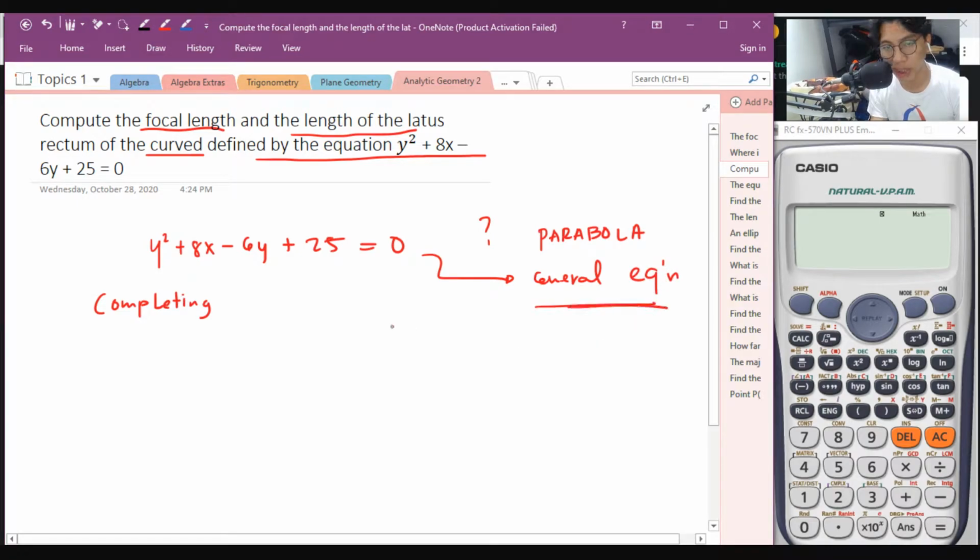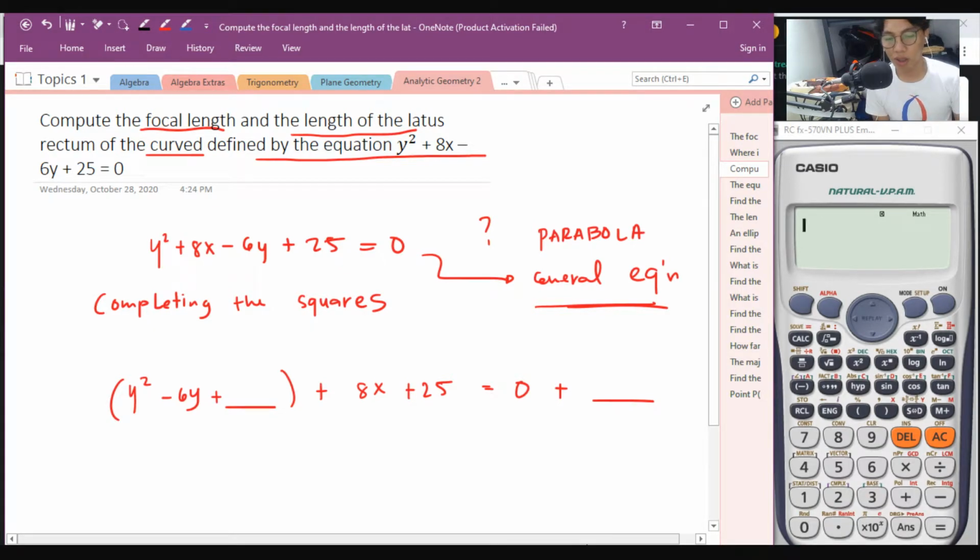Oh, general equation siya. Ang gagamitin mo dito, completing the squares. Going back with your algebra, magko-completing the square ka dito. Pag sama-samahin mo po muna yung mga pare-parehas ng variable. So, y squared minus 6y plus, maglagay ka dito, okay? Plus 8x plus 25. Pag nag-add ka dito, tandaan mo, mag-add ka rin sa kabila. Equal to 0 plus yan.